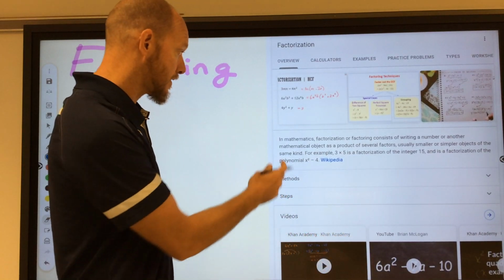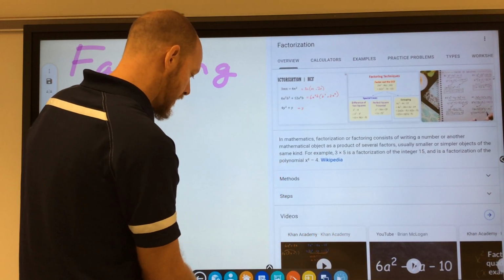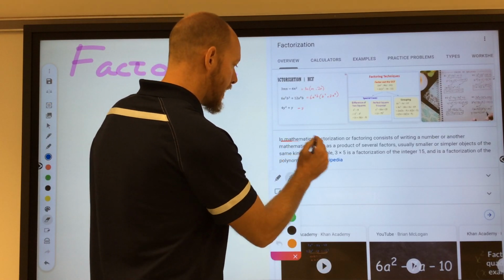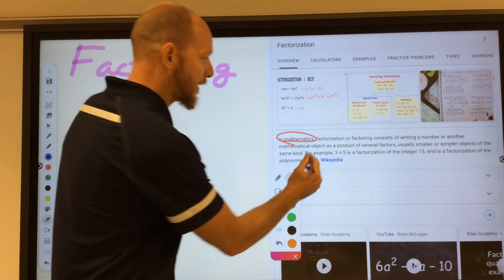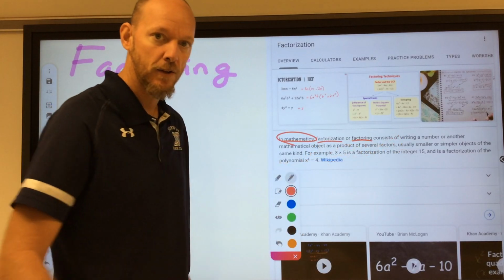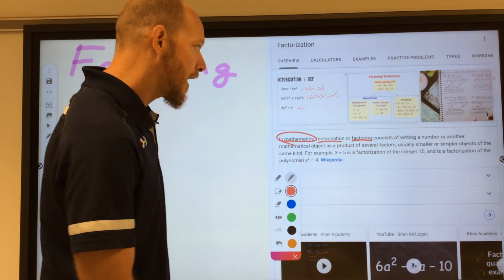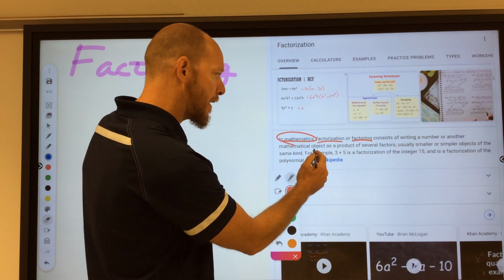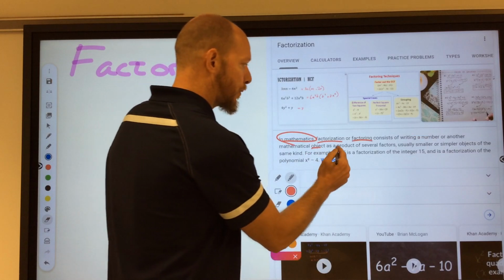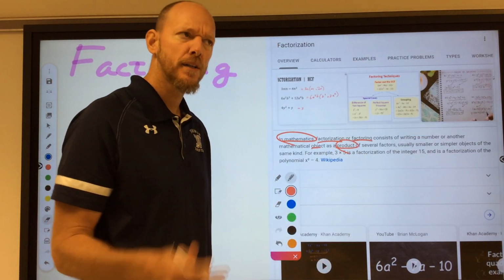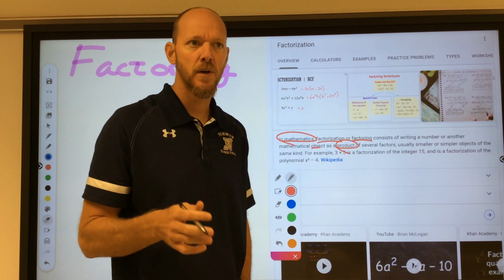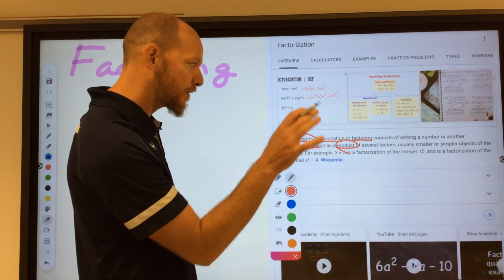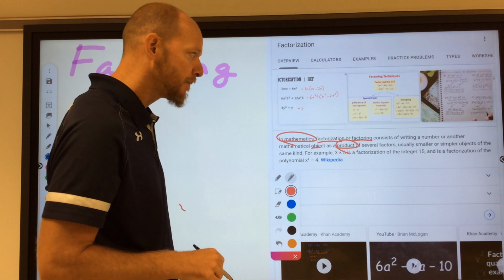And what I like in this definition now is that it's actually telling me that in mathematics, factorization or factoring, all right, it looks like we're getting on the right path here, consists of writing numbers or another mathematical object as a product. Product. All right, I remember hearing that word. That's right, product is the answer to multiplication. So I see that there's a theme in multiplication coming here.